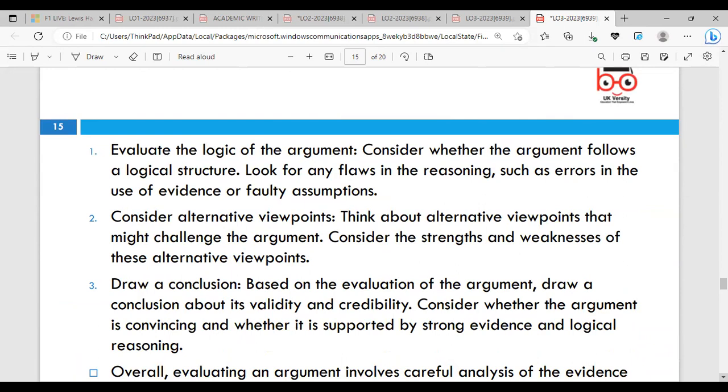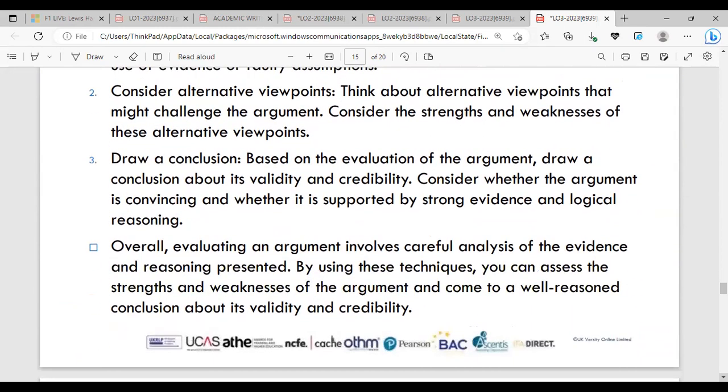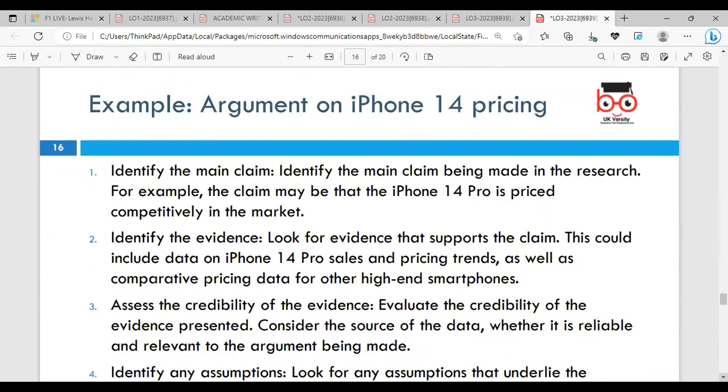Consider the alternative viewpoint: think about alternative viewpoints that might challenge the argument, and think about its strengths and weaknesses. Draw a conclusion based on the evaluation of the argument. Consider whether the argument is convincing and supported by strong evidence. Overall, evaluating an argument involves careful analysis.